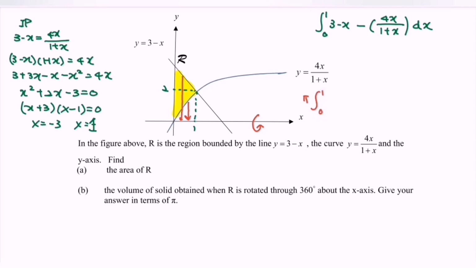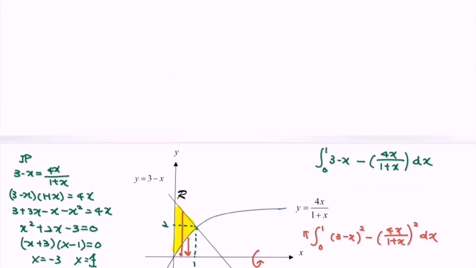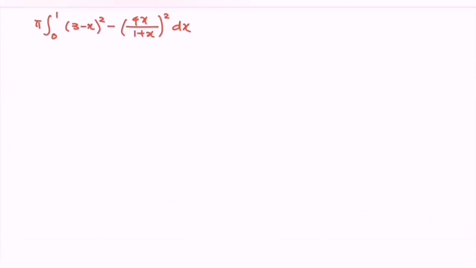Here, the longest function will be (3 minus x) squared minus (4x over 1 plus x) squared, with respect to x. So that will be the situation for the volume. Kindly refer to part A. Focus on this part, the simplest form. So we have pi integrate (3 minus x) squared minus (4 minus 4 over x plus 1) squared dx.